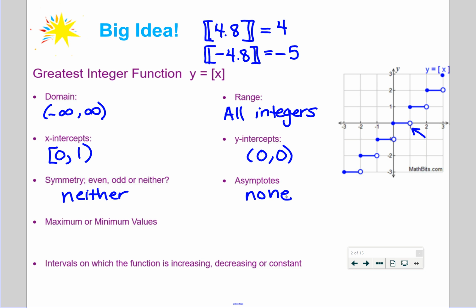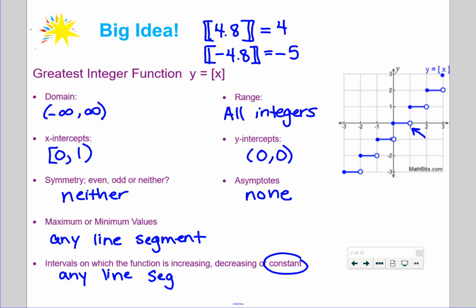Min or max values, all the horizontal lines are mins and maxes, so I don't know how you want to write this. Any line segment, I guess. Again, we're not going to list all of them because there's an infinite number of them. And then intervals, where it is increasing, decreasing, or constant. Is this function ever increasing? Is it ever decreasing? Is it ever constant? Yes, it is constant again on any line segment. It's just made up of a bunch of little constant segments, a bunch of little horizontal lines.